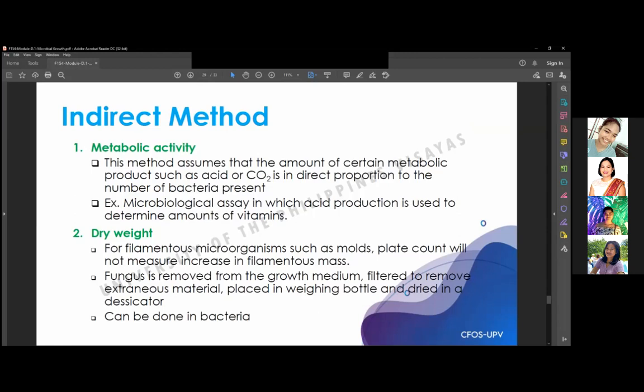Okay, ang dry weight naman is this one is applicable for filamentous microorganisms such as molds, no? Plate count will not measure increase in filamentous mass. Kasi kahit isa lang siya, ang dami niyang filamentous mass, no? So hindi mo magagamit yung plate counting.